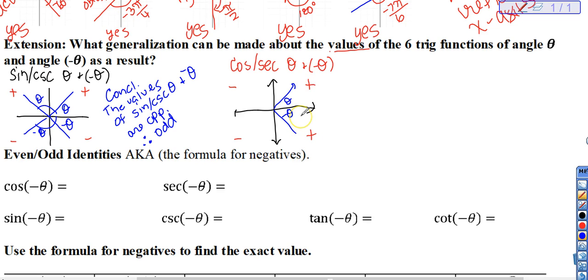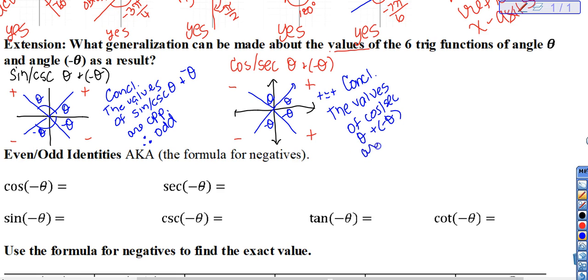So if we were to draw theta up here, and negative theta down here, what could I say about the cosine values? Right? Positive equals positive. And if they're over here, and theta is represented down here as negative theta, both signs are negative, right? So what could our conclusion be? The values are equal. Yes, the values of cosine or secant of theta and negative theta are equal.